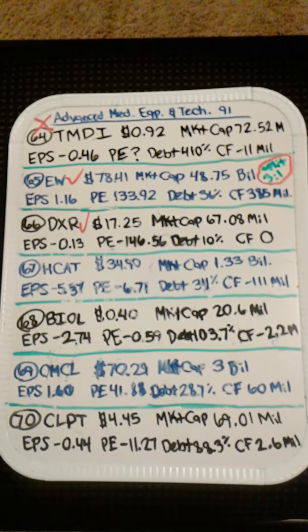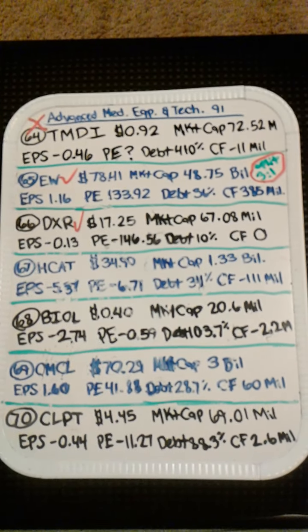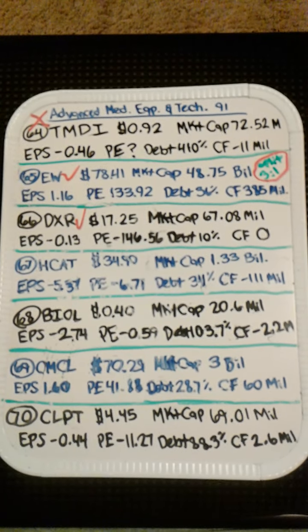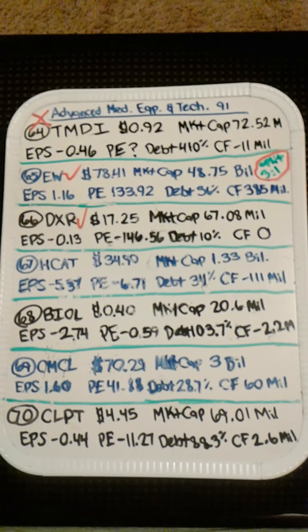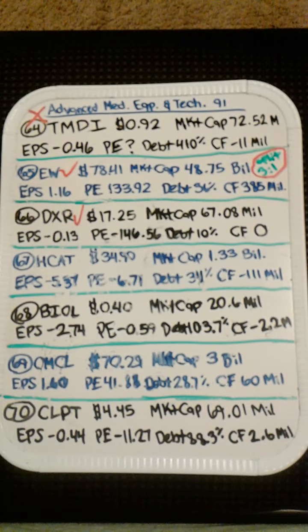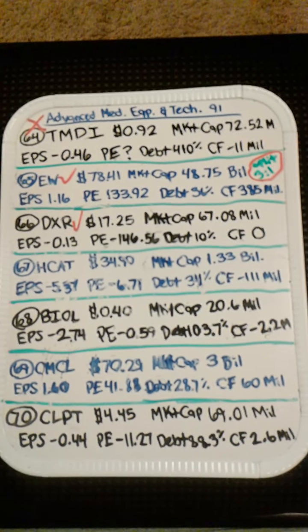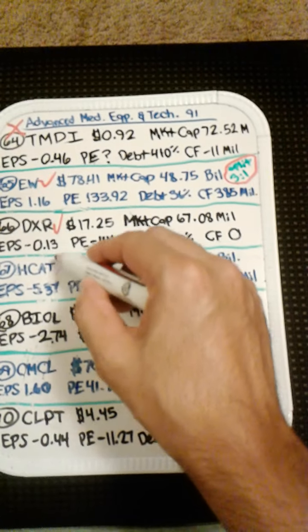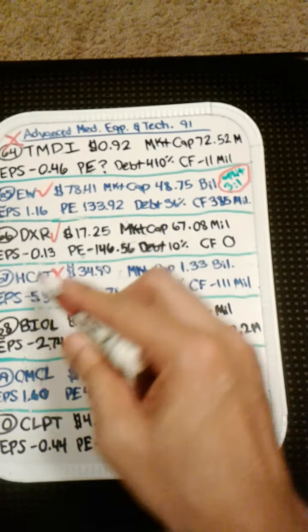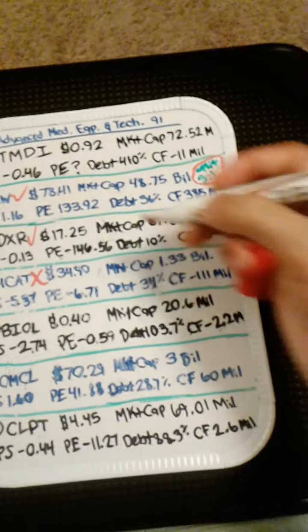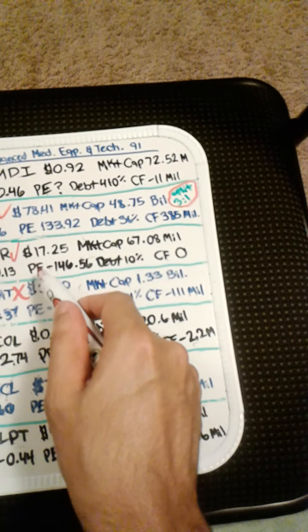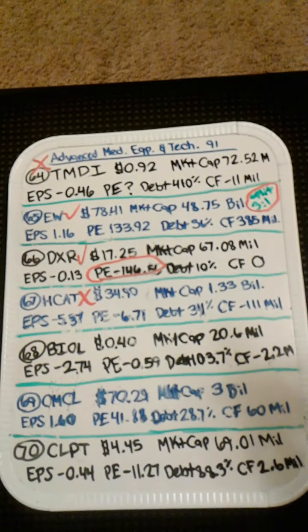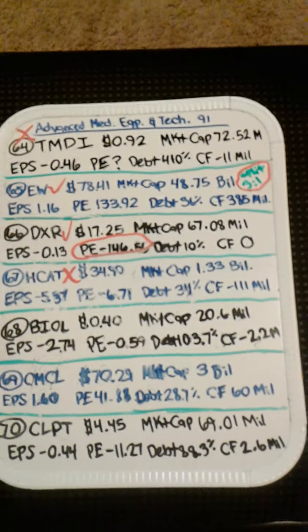Next up, it's HCAT at $34.90. Market cap is at 1.33 billion. Earnings per share is at negative 5.37. PE ratio is at negative 6.71. Debt is at 34%. Cash flow is negative 111 million. I'm going to say no to this one because of the numbers for the earnings and the PE. So again with this, I want to see this change. If this can go positive or lead to positive, then that would be a good sign. That's the only sign I would look for it to do better.